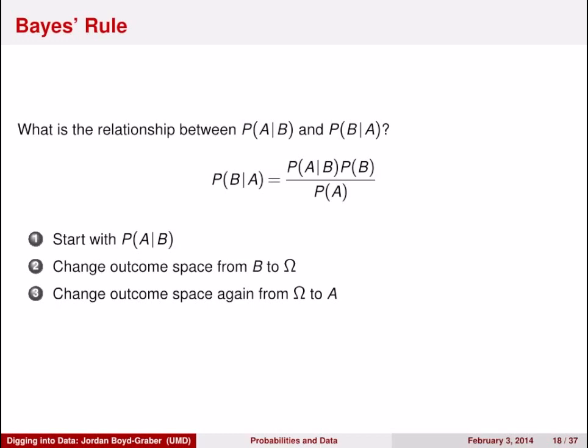Another common problem is when you have a conditional probability distribution, but it's going in the wrong way. You want the probability of b given a when you only have the probability of a given b. These are related to each other using a very famous formula called Bayes' rule that allows you to flip the direction of the conditionality.